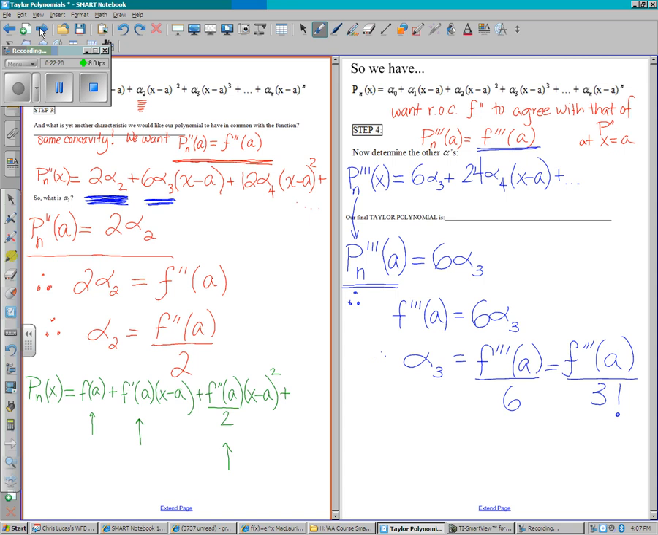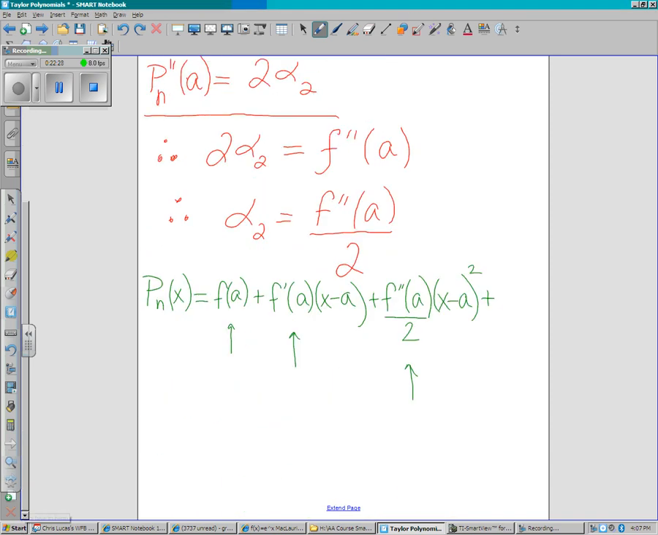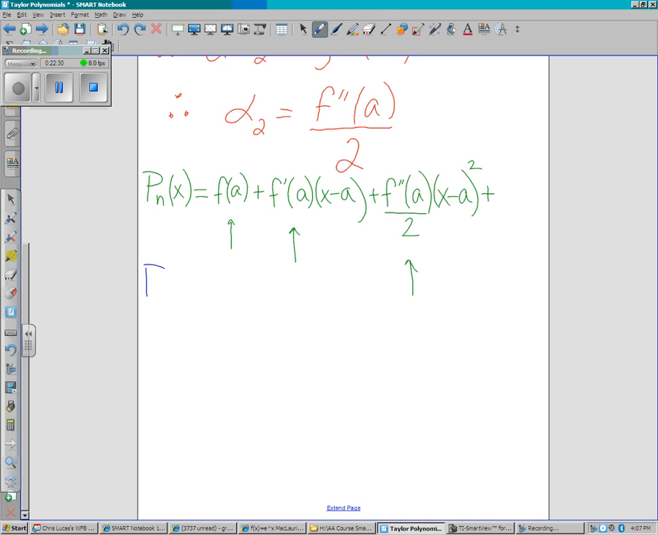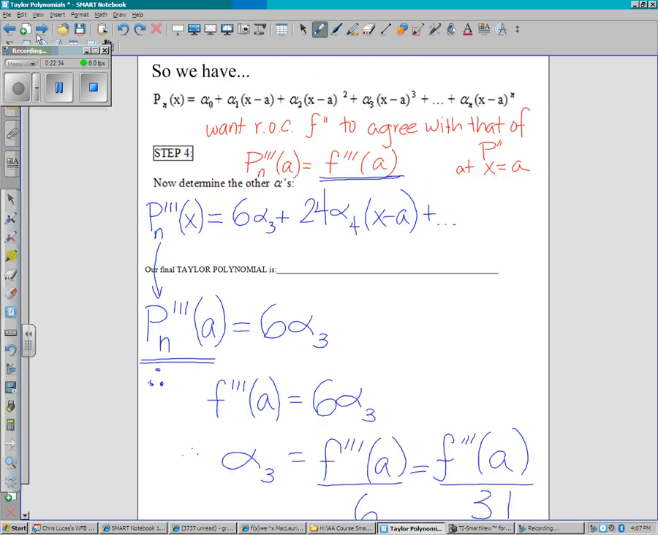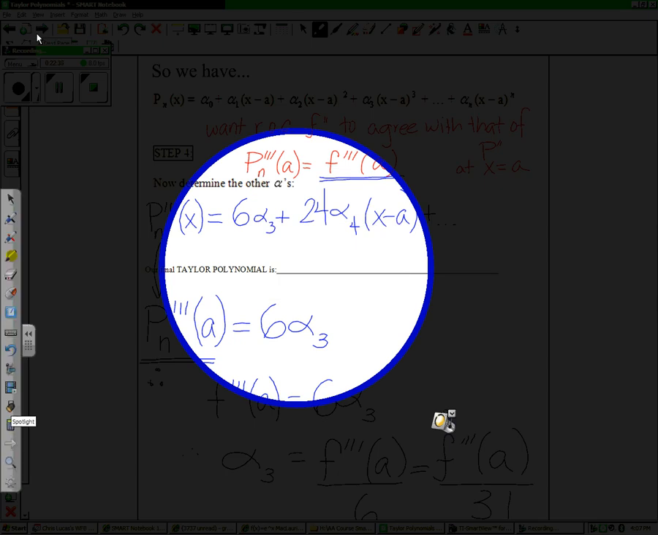Therefore, the final Taylor polynomial can be written, the final Taylor polynomial. Oops, another wrong page here. Uh-oh. Stop that. I don't want this.